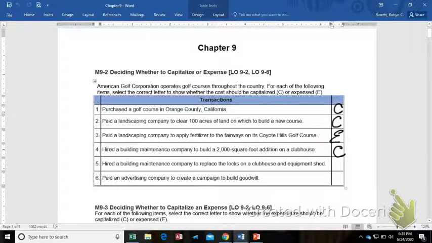Hired a maintenance company to replace the locks on the clubhouse and the shed. Expense, yep. And then paid an advertising company to create a campaign to build goodwill.